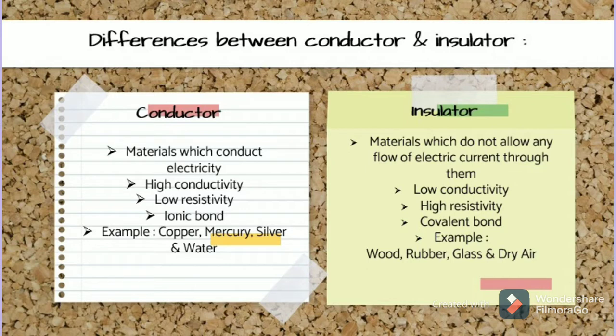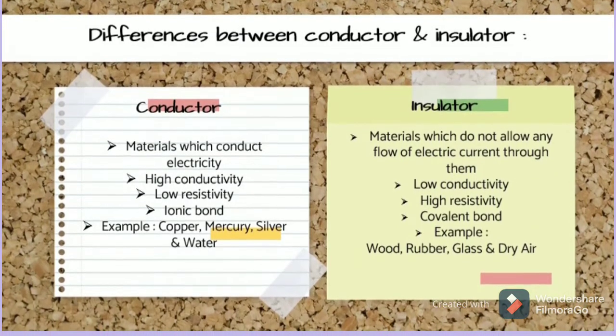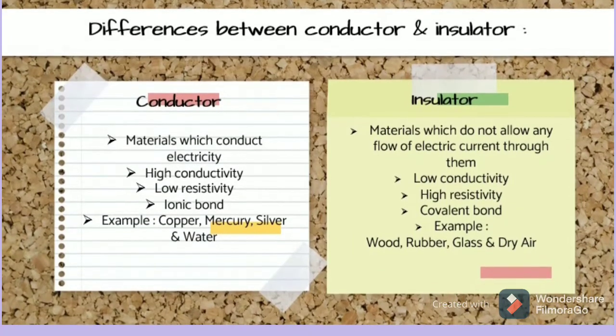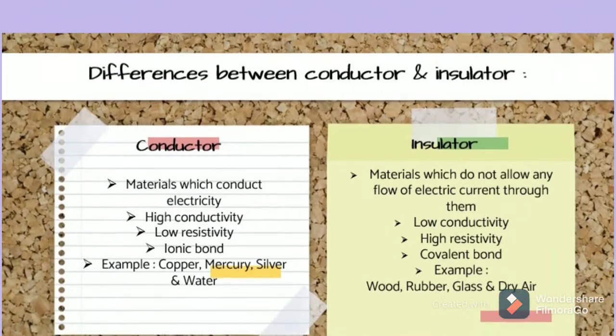Next is insulator, a material which does not allow any flow of electric current through it. It has low conductivity and high resistivity. The bond between the atoms is covalent bond. The examples are wood, rubber, glass, and dry air.